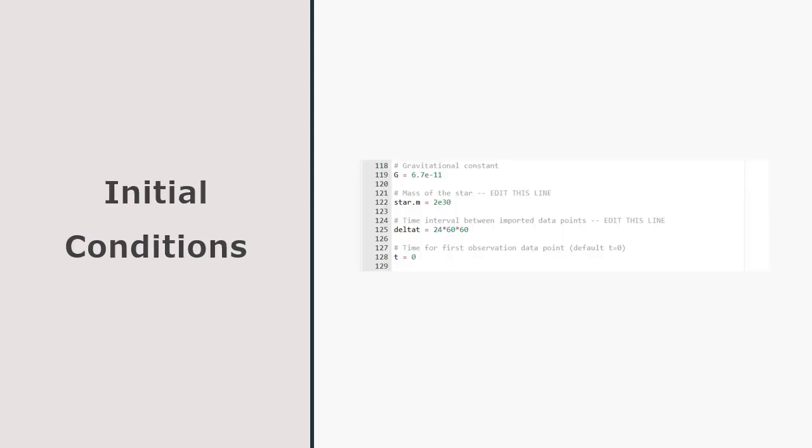These were the initial conditions of the lab. We had our G constant, the universal gravitational constant, the mass of the star, which was 2 times 10 to the power of 30, and delta T was 24 times 60 times 60 seconds.